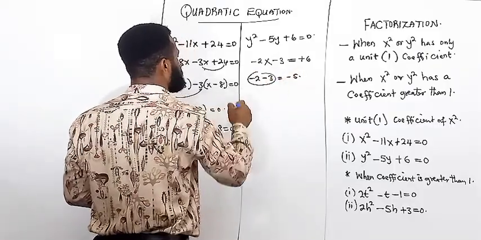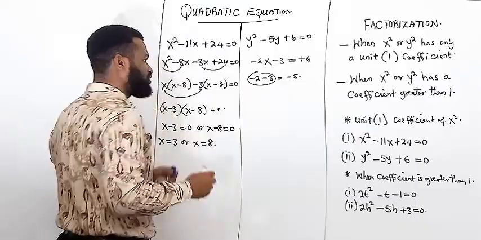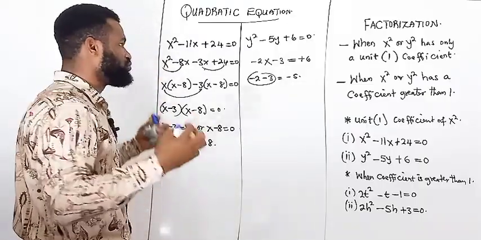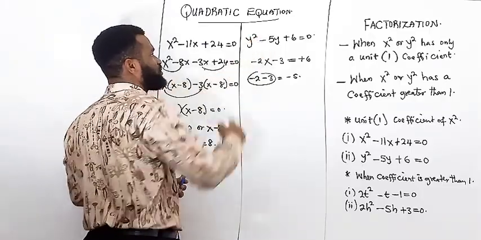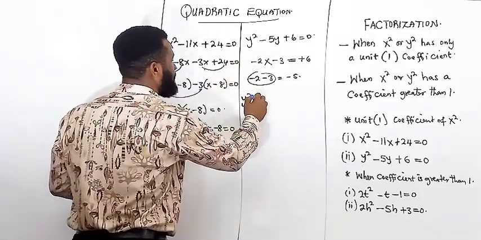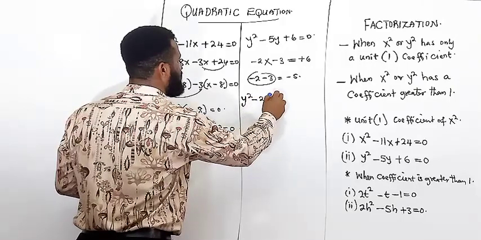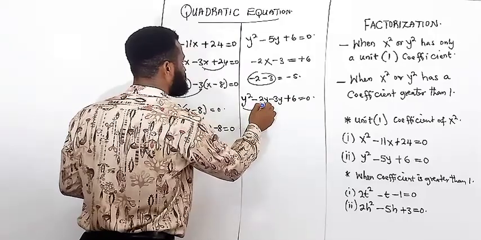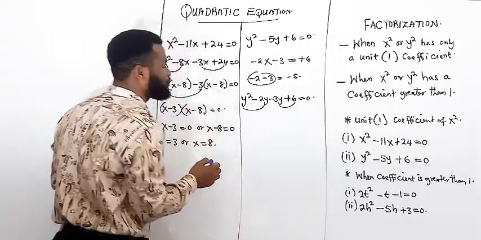Therefore, minus 2 and minus 3 are the factors of 6, but when you add them, you have the middle term, which is minus 5. So I'm going to have y squared minus 2y minus 3y plus 6 equal to 0. I will deal with these two, and I will deal with these two afterward.